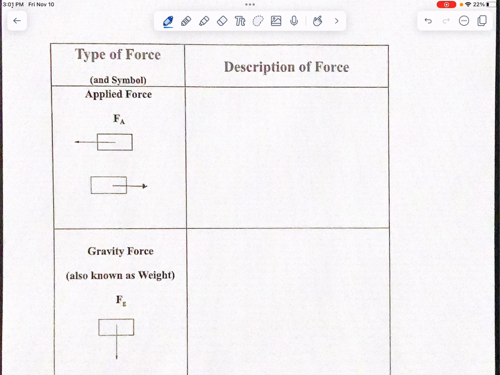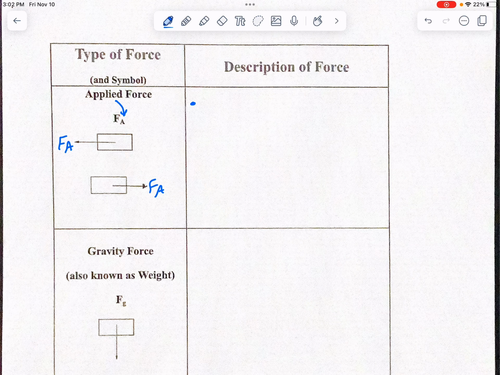So the first one we're going to look at is applied force. If you notice that little A subscript, that basically means applied. So when you label something, you don't have to write out applied force, just write FA. If I were drawing an arrow, I would just say FA. Whichever way it's going, you just label it FA.